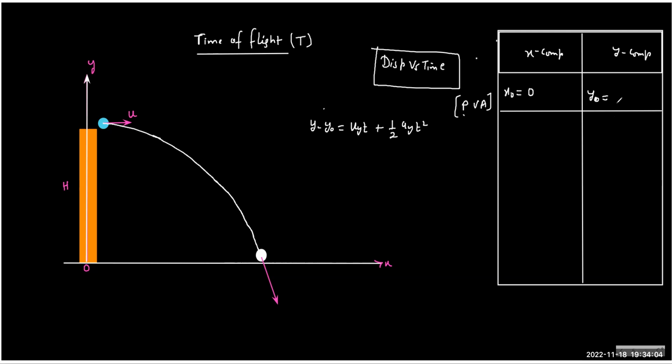What is Y naught here? Tell me, guys. H. So if I assume X to be the final position at the instant of hitting the ground, this is unknown. What is Y? 0. Very good.